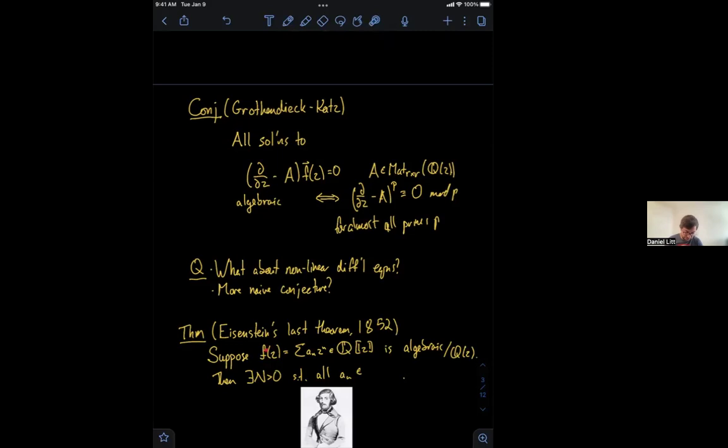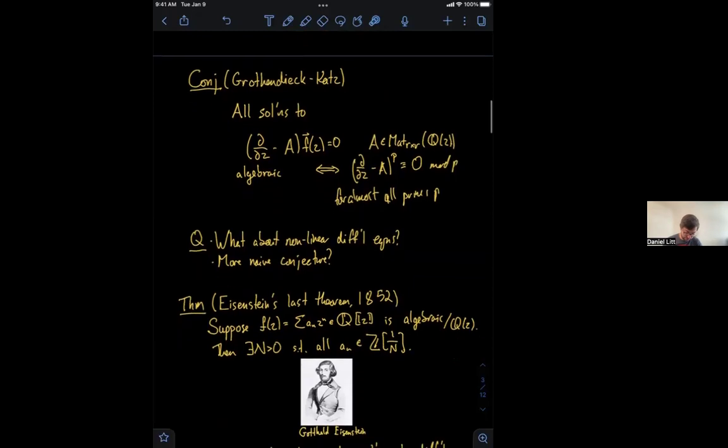Suppose you have f of z, a power series with rational coefficients, the sum of a_n z to the n. And suppose it's algebraic over the field of rational functions, so it satisfies a polynomial with coefficients in this field. Then what Eisenstein showed is that there exists an integer N such that all of the coefficients of this power series lie in Z adjoin 1 over N. Another way of saying this is that only finitely many primes appear in the denominators of these a_n.